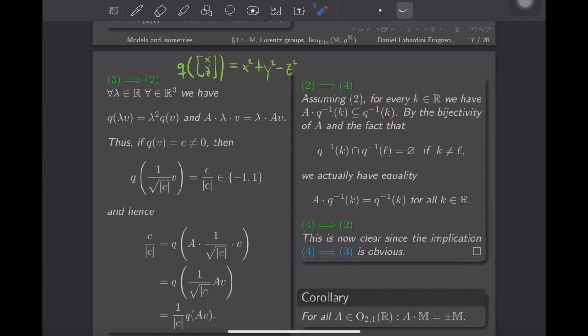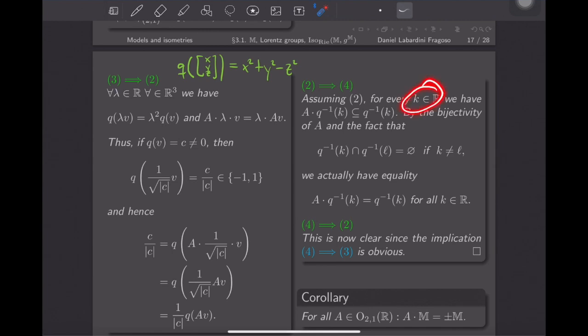So you see, the point is that since A is bijective, for different real numbers, when I look at the corresponding level sets, how do I want to say it in the clearest way possible? So for any real number k, so this is the k here.